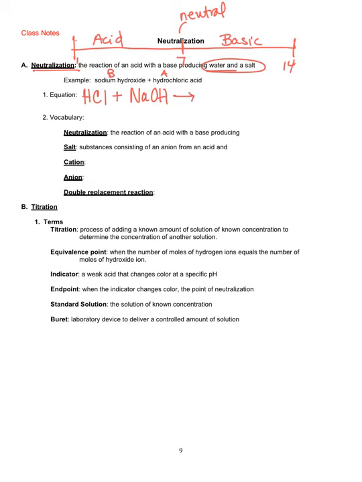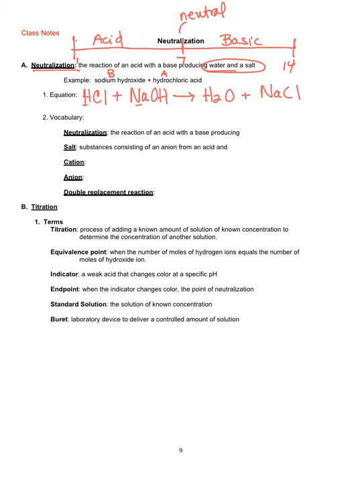And then this is going to be a double replacement. All neutralization reactions are a double replacement, which means that H and Na are going to swap places. And we just said up in the definition that you are always going to get water and a salt. In this case, it's going to be sodium chloride after that double replacement.